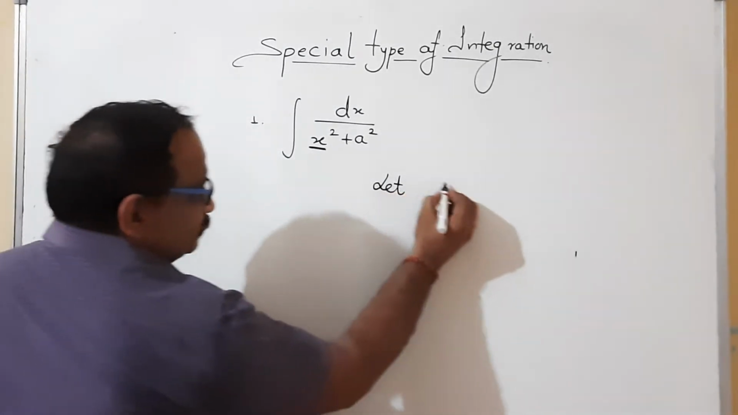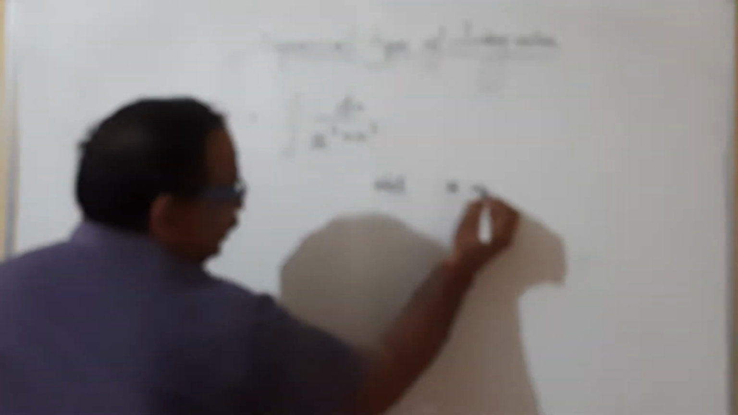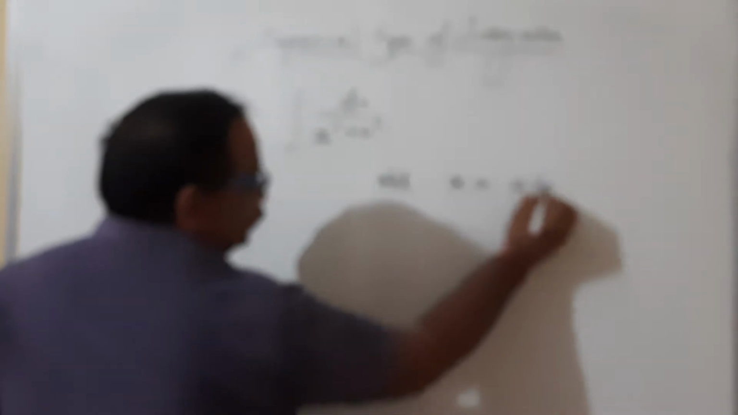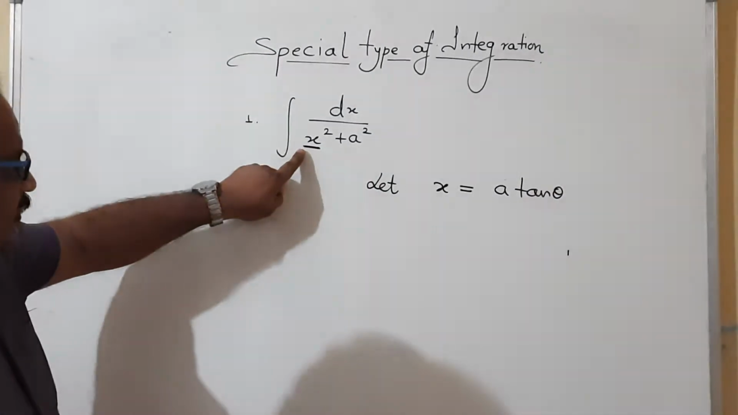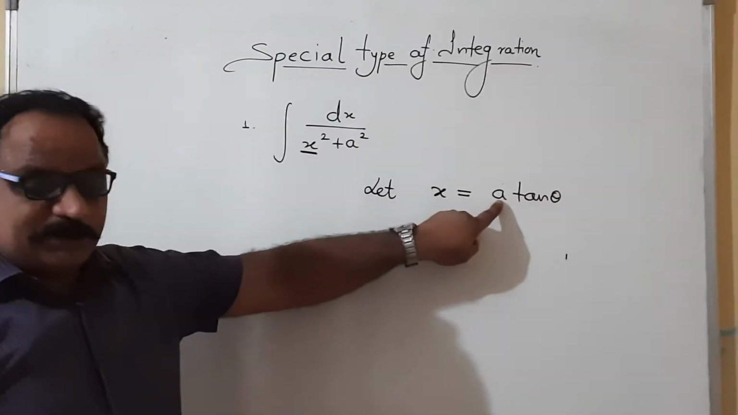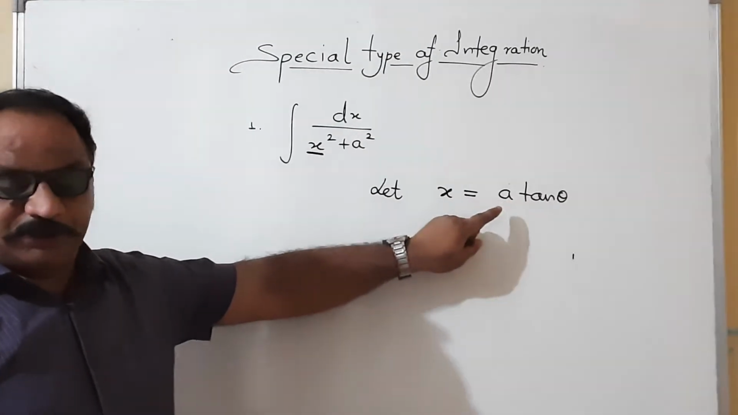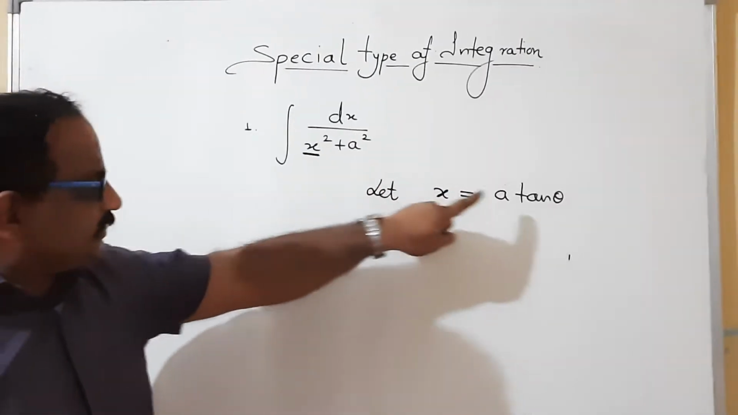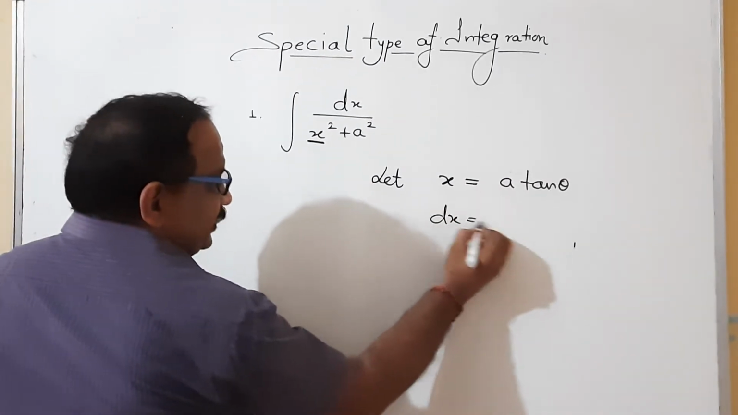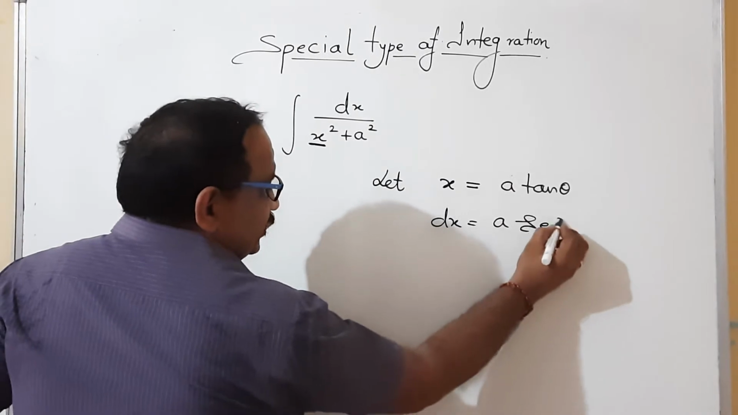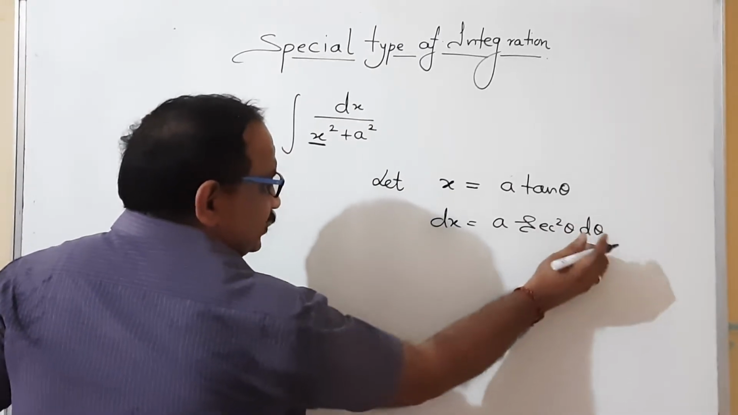Fine. So the substitution method comes to us. Say let x equals to what I am going to substitute. x equals a tan theta. In place of that x, I have to substitute that. But keep in mind, in the substitution method, every variable should change into theta. Fine. So we should do differentiation. That is dx here. a is there. Tan theta comes to us sec square theta d theta.